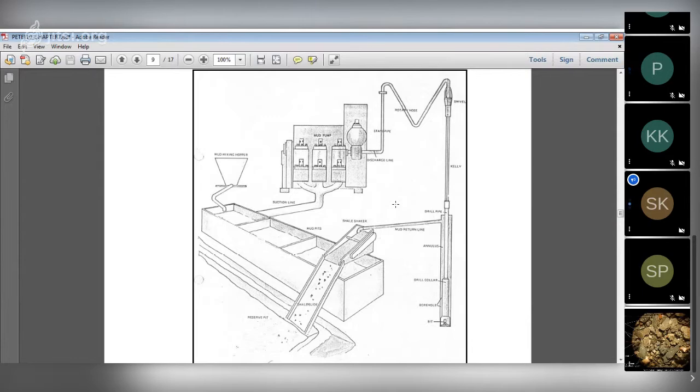Okay, and then mud logging. Anyone, what does mud logging basically stand for? Mud logging. What does the word stand for?